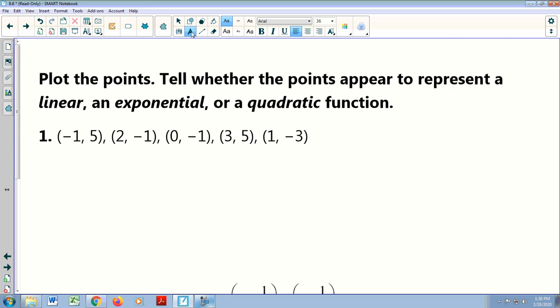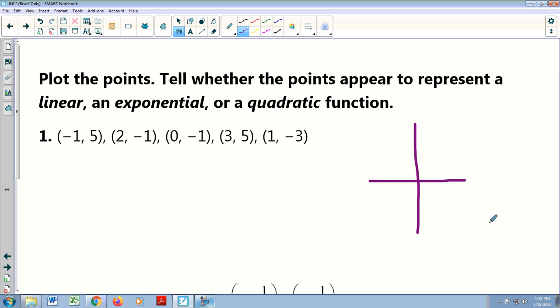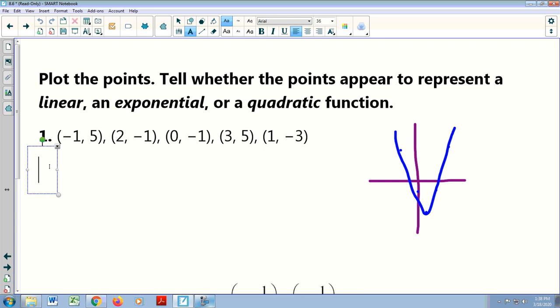I'll do the same thing here. I have negative 1, 5. Two, negative 1. 0, negative 1, excuse me. 3, 5, and 1, negative 3. So when I do that, it's that U shape. So this is a quadratic function.